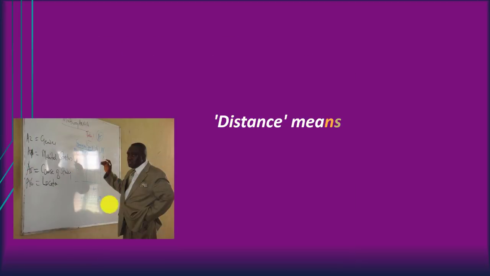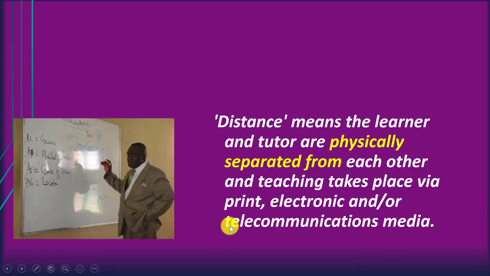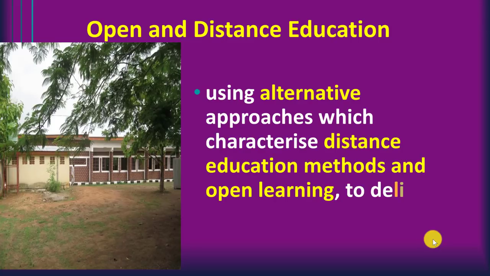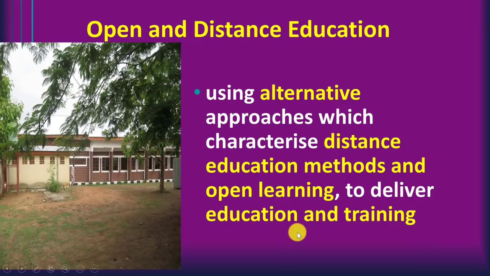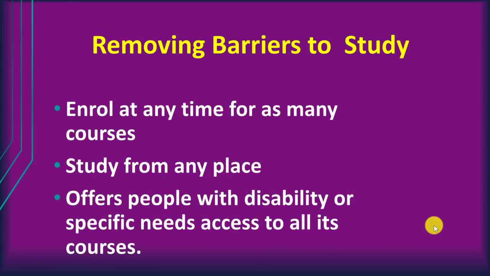So let's go on to distance. You see, open and distance. Distance, of course, we mentioned when we were talking about open. It means the learner and the tutor or facilitator are physically separated, but something is in between. It's not blank. We have some technology, either print, electronic, or telecommunication, in between us. So if we bring them together, we say open and distance education, which will use alternative approaches, designed education methods, and open learning to deliver education and training. And it removes barriers to study.